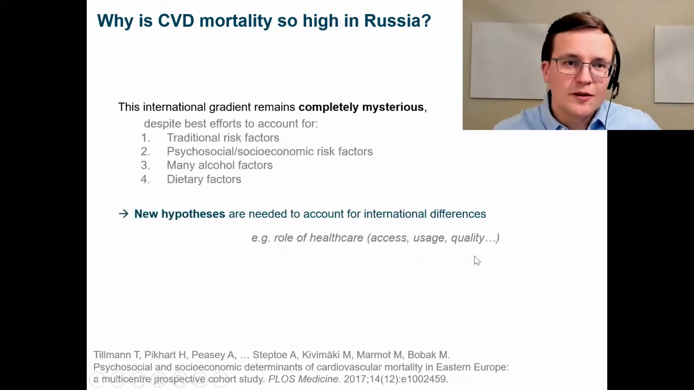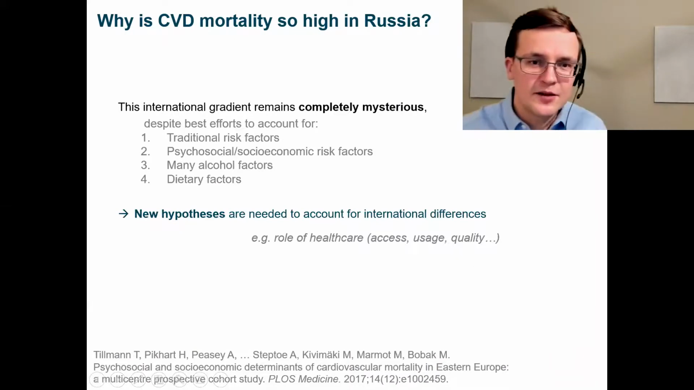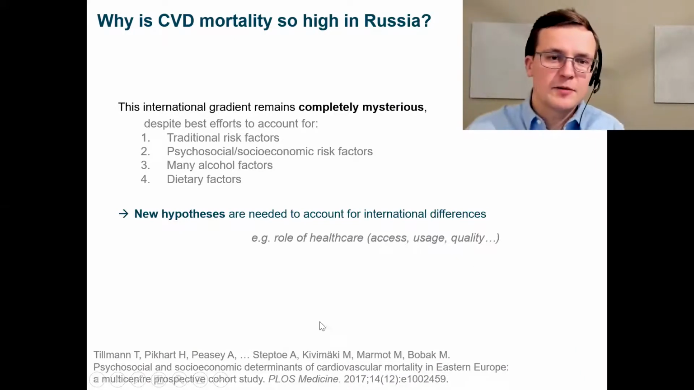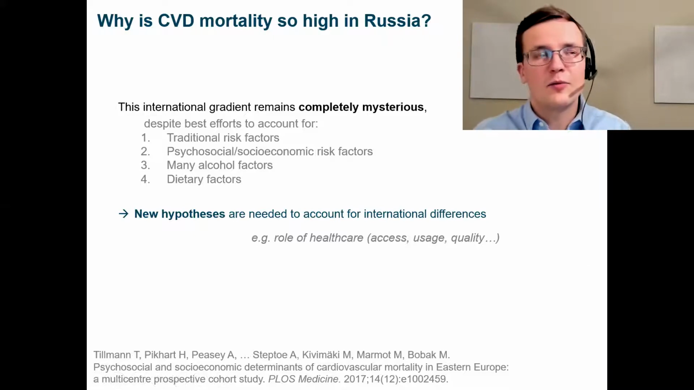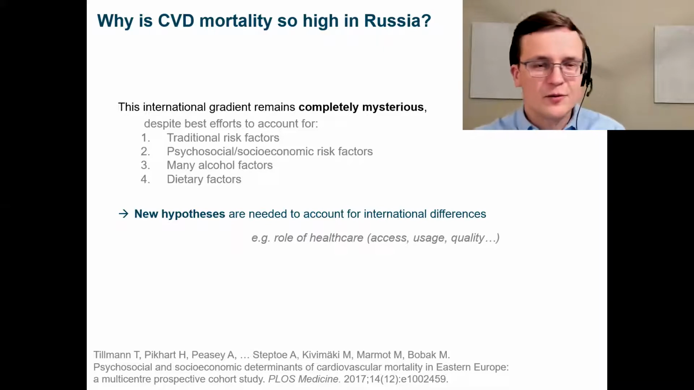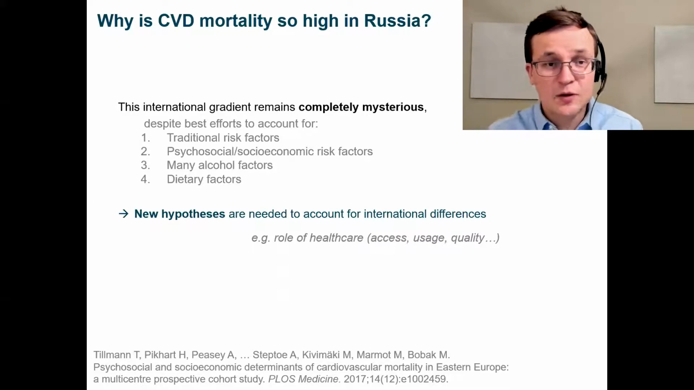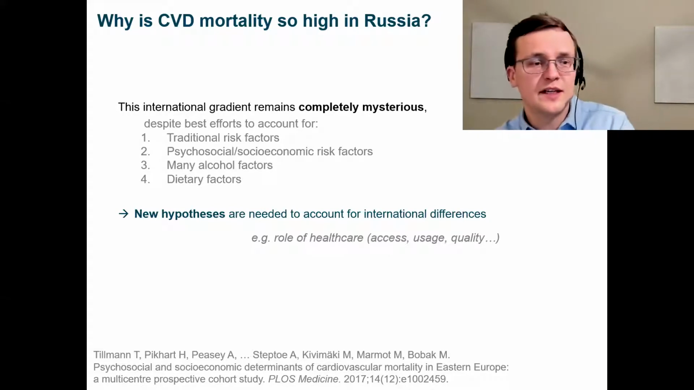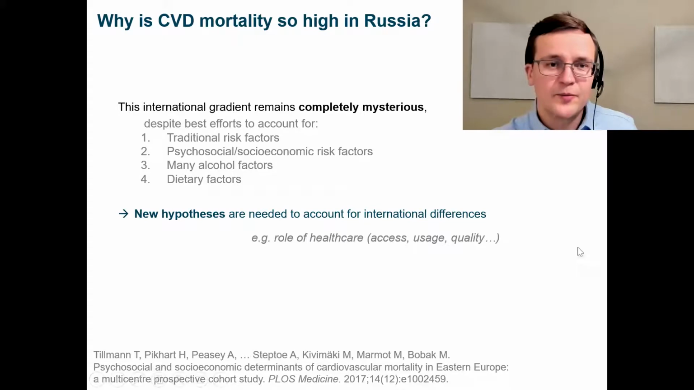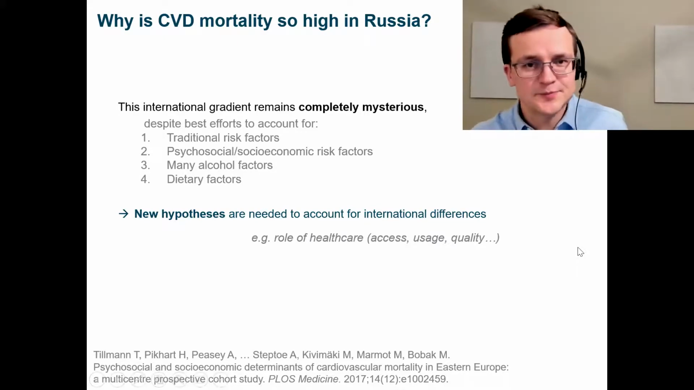So the bottom line that we learned from this analysis, which if you're interested, you can look at in this paper in PLOS Medicine, is that even when we account for everything that we know about what might plausibly cause heart disease, it doesn't explain why Russia has twice as much heart disease as Central Europe. And new hypotheses are very much in need. So if you've got one, have a crack at the whip.